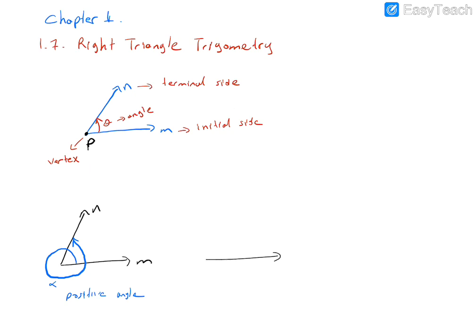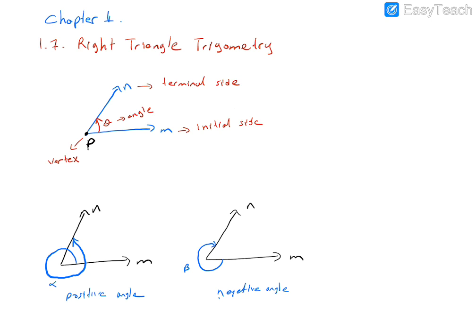And also you can rotate in the other direction, starting from the initial ray. So we go in that direction. Of course you can rotate several times if it is possible. So this angle beta is negative. Negative angle. So clockwise rotation produces a negative angle.